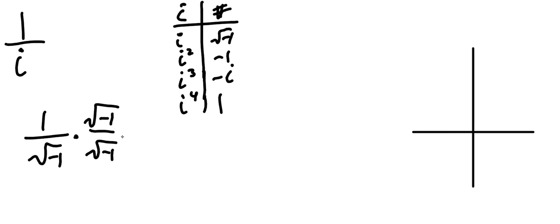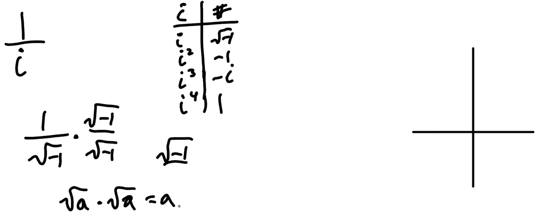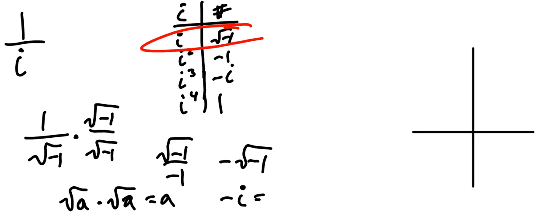So when we multiply this out, we have the square root of negative 1 on top, and on the bottom the square root of negative 1 times the square root of negative 1. When we have the square root of a times the square root of a, this is just equal to a. So the square root of negative 1 times the square root of negative 1 is equal to negative 1. So now we have negative square root of negative 1 over 1. But the square root of negative 1, as we mentioned before, was i. So this means that negative i is equal to 1 over i.